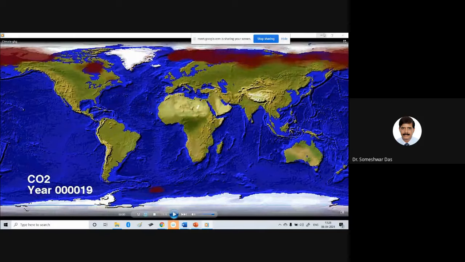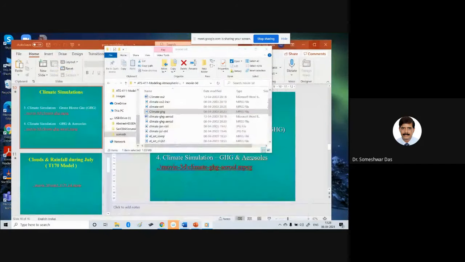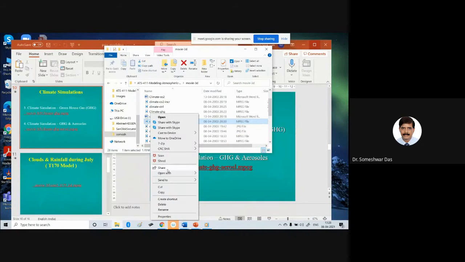All right, then I will show you the next example. If you introduce both aerosols and the greenhouse gases, then how it looks like. So this is the example for that. Okay, aerosols and greenhouse gases.